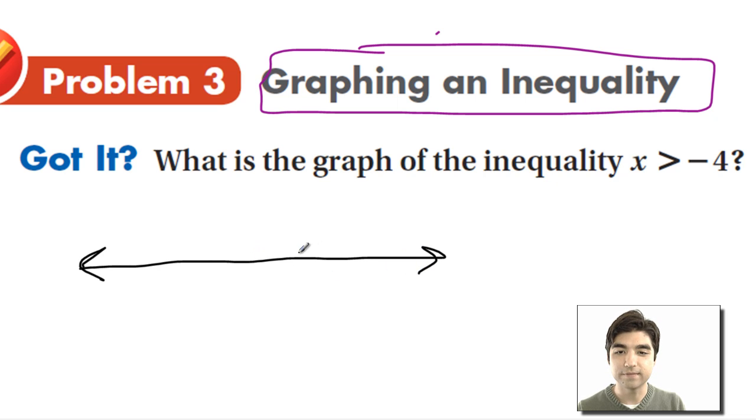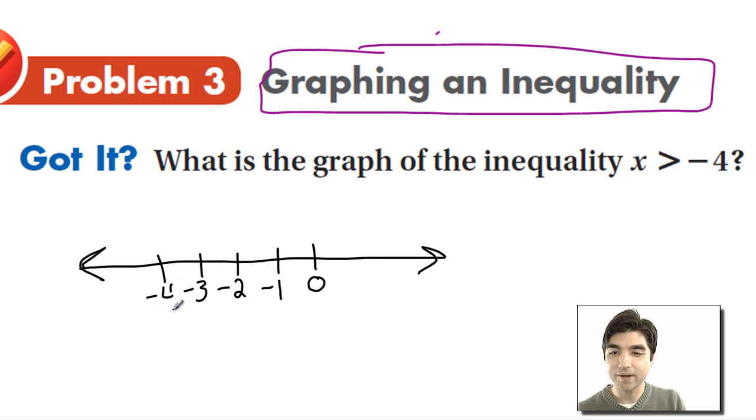I'm going to put some values here, like let's put 0, -1, -2, -3, -4, -5. Let's put 1, 2, and 3. Okay, so I need to tell you some things.